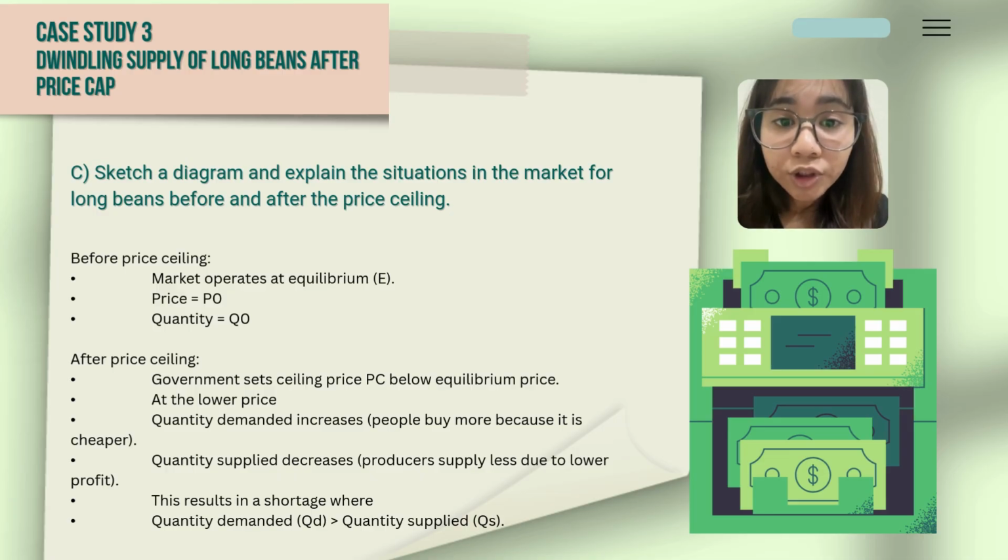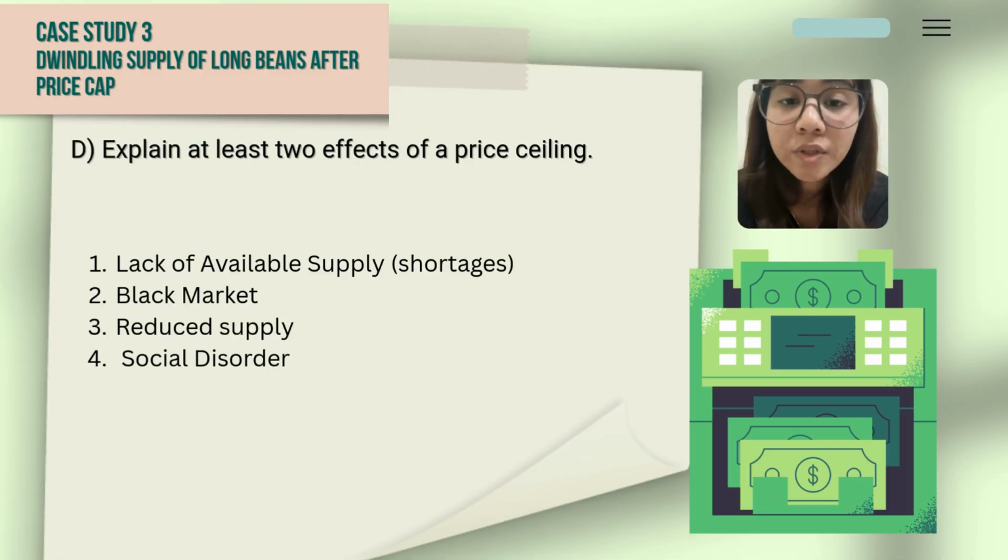Which protects the consumer by keeping prices low but can lead to market insufficiency, like shortage. The price ceiling ensures affordability for consumers but also illustrates how government intervention can disrupt natural market equilibrium. The consequences of a price ceiling, using long beans as an example.